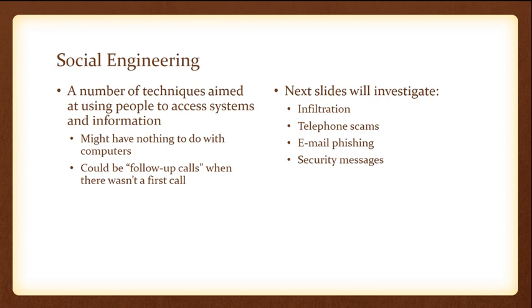They're just trying to do whatever they can to get to you or to get into your office or into your business, and then they can snoop around and possibly find some things that they could use against you. They could be what they call, quote, follow-up calls when there wasn't a first call in the first case. And some other types of social engineering that could possibly happen are infiltration, telephone scams, email phishing, and security messages. And we're going to go through each of these a little bit more in detail.